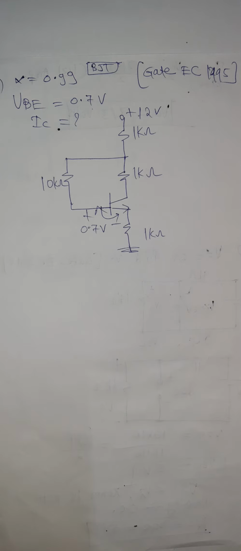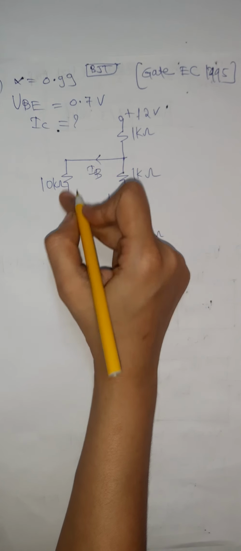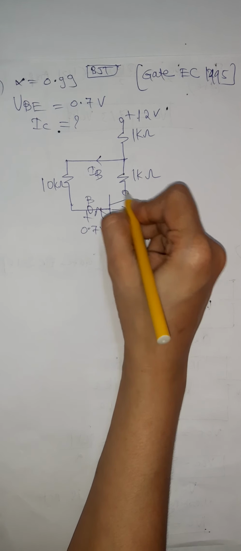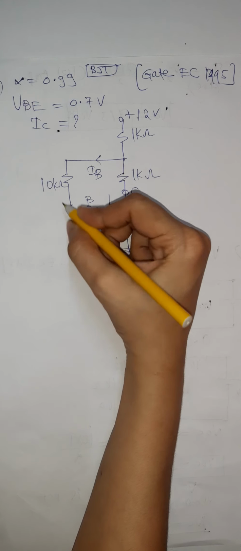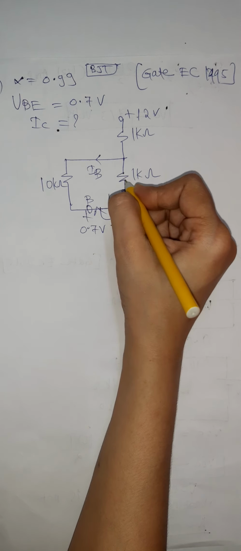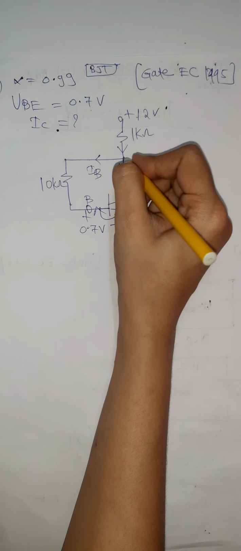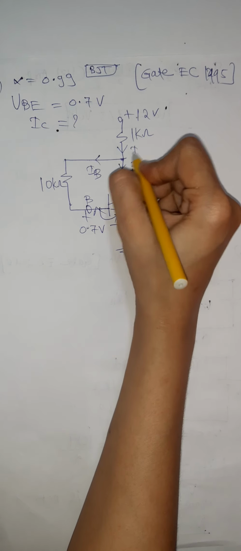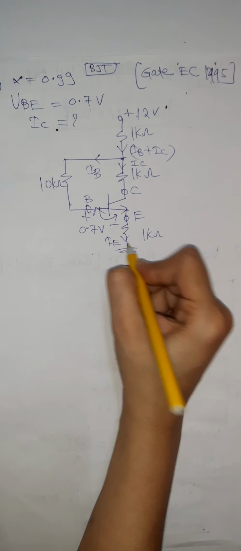So the circuit is given. This current will be IB, current flowing through base. This is base, this is collector, and this is emitter. Current flowing through this will be IB and current flowing towards collector will be IC. So the incoming current will be IB plus IC and this will be IE.